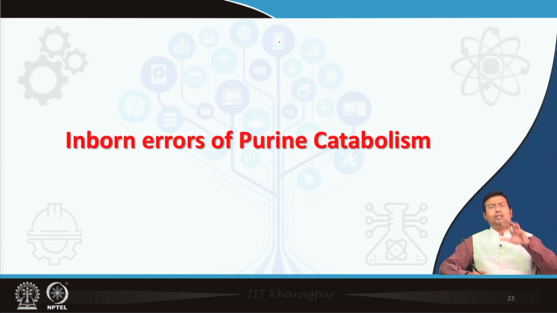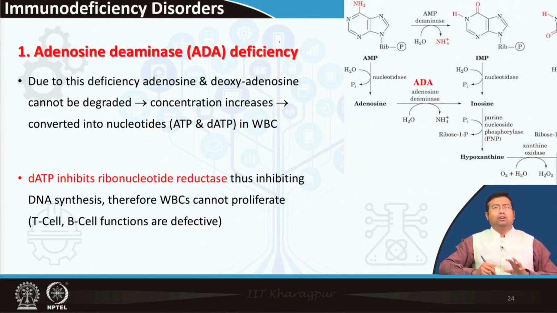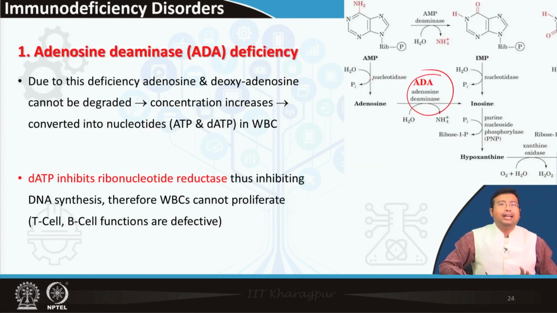Alright. So, what are the inborn errors of purine catabolism? Now, we are strictly focusing on catabolism. The first disorder is adenosine deaminase deficiency or ADA. So, when adenosine deaminase is deficient, what will happen? Adenosine cannot be degraded, right. So, basically adenosine and deoxyadenosine, both ribo and deoxyribo sugars, are handled by the same enzyme. So, what will happen? Their concentration will rise, right. ATP and dATP will rise.